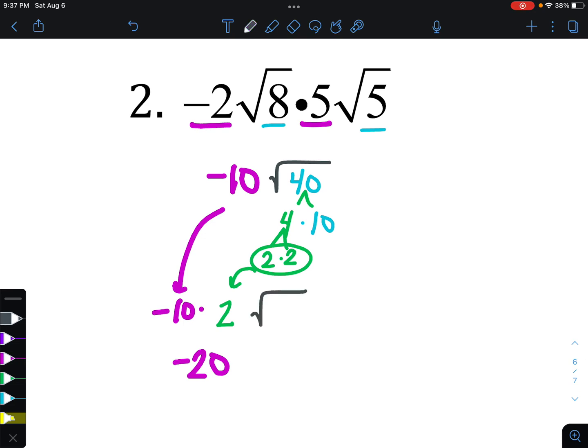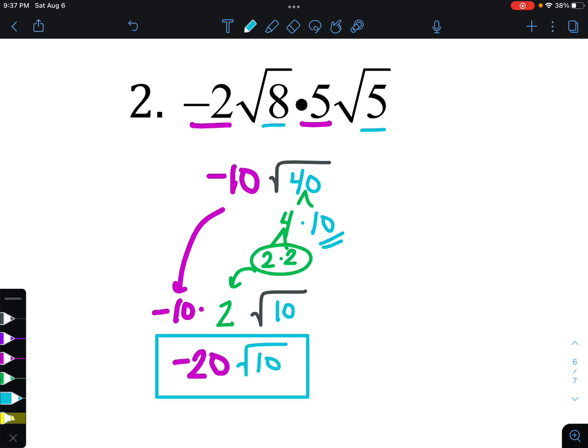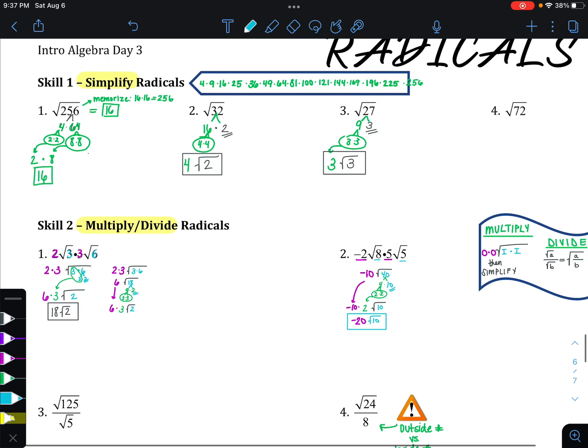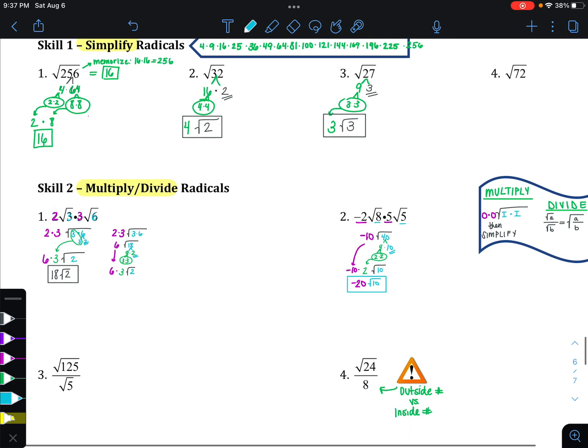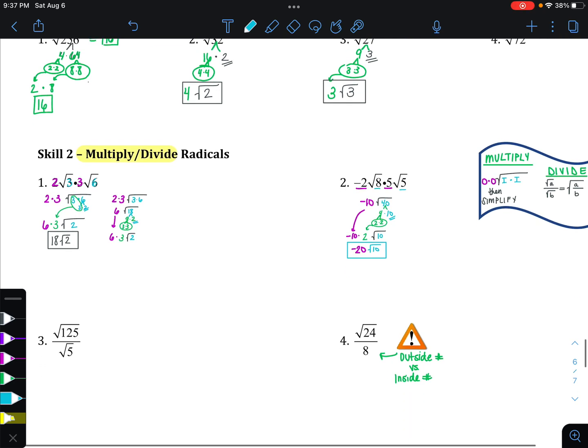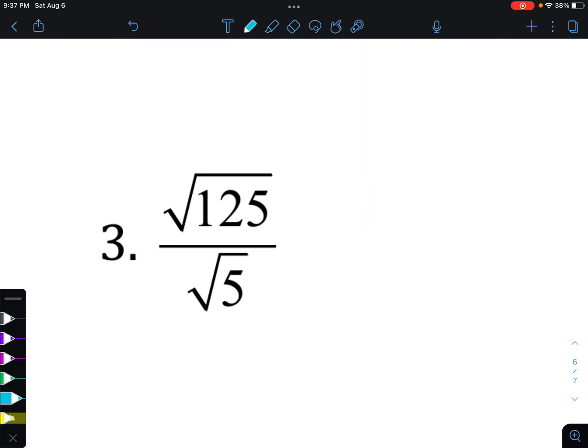And then who is left under the radical all by itself? The 10. So we're going to have negative 20 times the square root of 10 as our final answer. So here we have multiplying radicals. And again, you guys, if you need to pause or go back, feel free. So 2 examples with multiplying radicals. Now we're going to jump down and look at dividing radicals.